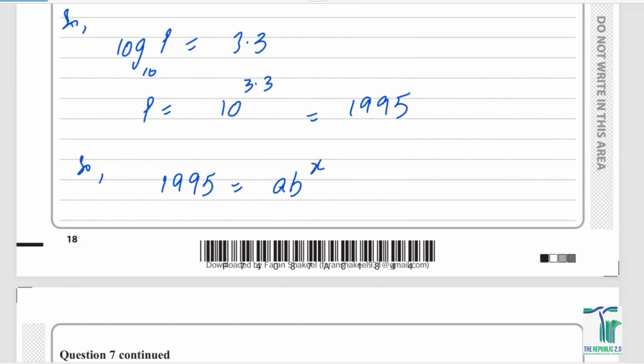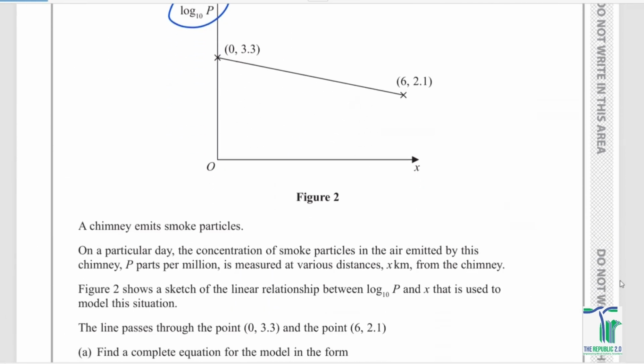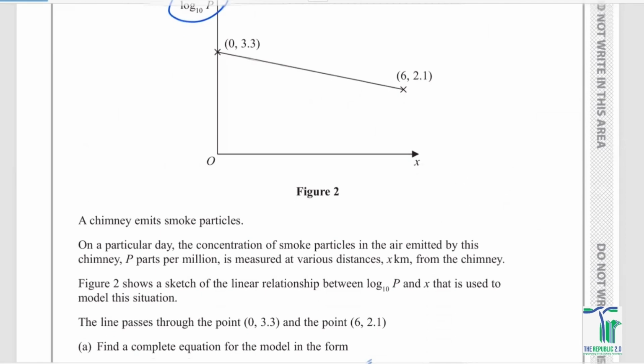So the above model can be rewritten as 1995 equals a times b raised to the power of x. Now, if you go back to the above graph, you can see that at x equals 0, we can calculate a.